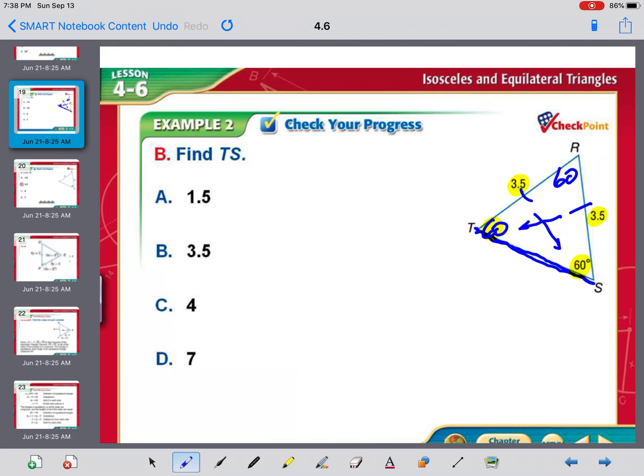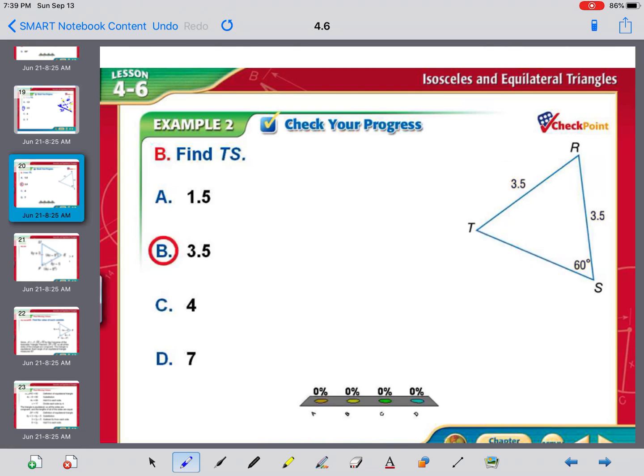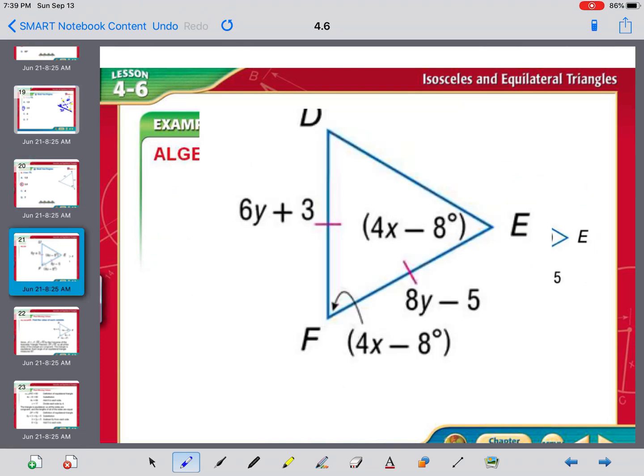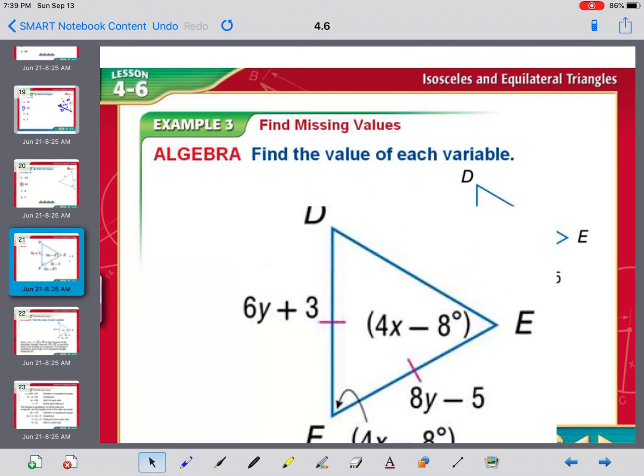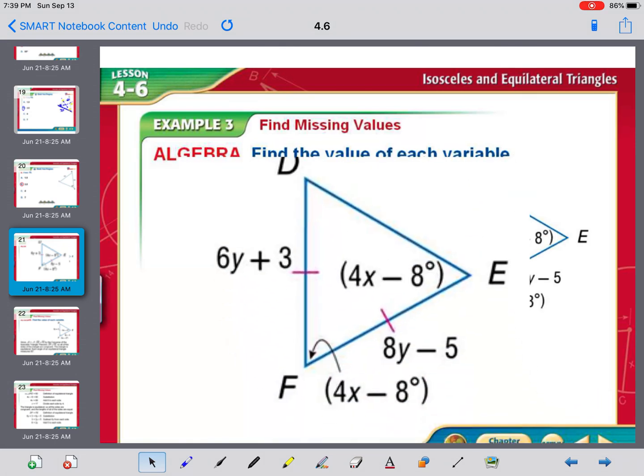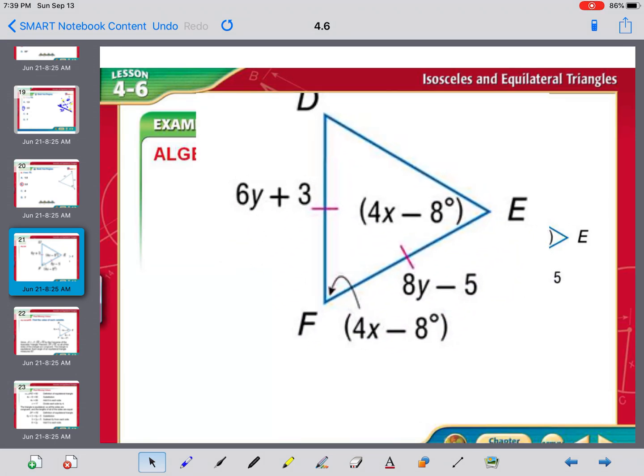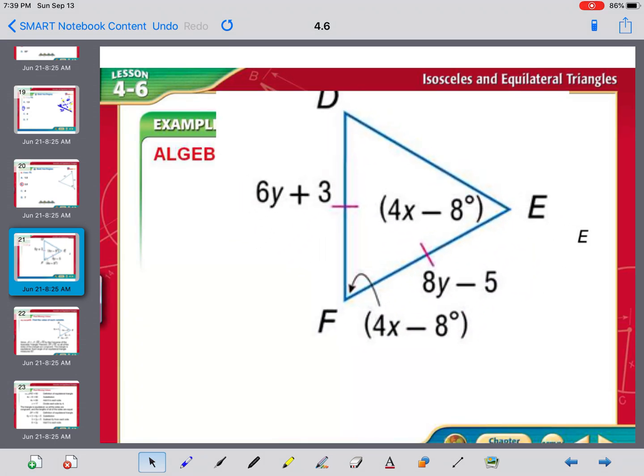Do you agree? Because when you have congruent sides, the angles opposite those two sides are congruent. So that one's 60. Well, if those two are 60, that one's 60. So it's equiangular, which means it's also equilateral. And if it's equilateral, these two are 3.5, then this one is 3.5. We don't know if it's inches, feet, yards, or miles, but it's 3.5 somethings.